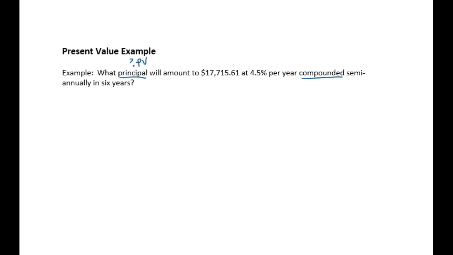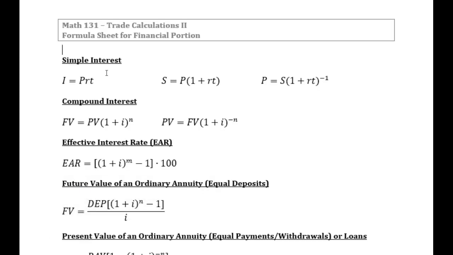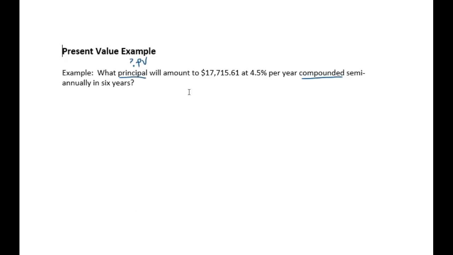So in a compound situation, let's go to our formula sheet for our financial portion. So we're in the compound interest, and we would like to find our present value or principal, so the initial number going in. So we have the following formula. Notice this one has the negative exponent on it, so watch that carefully when you're putting down your formula. So we would like to find present value, which is equivalent to future value multiplied by 1 plus i to the negative n. So let's break down what we have given in the question, and what we need to find.